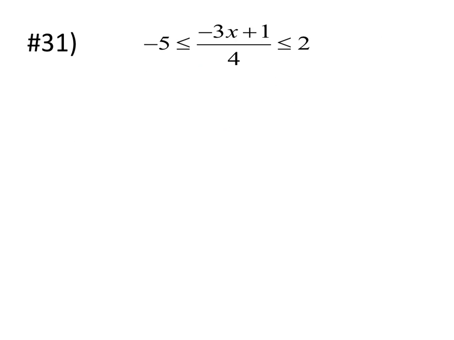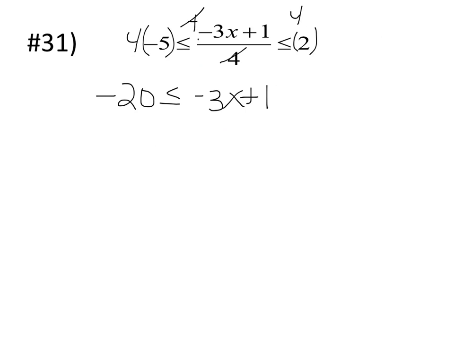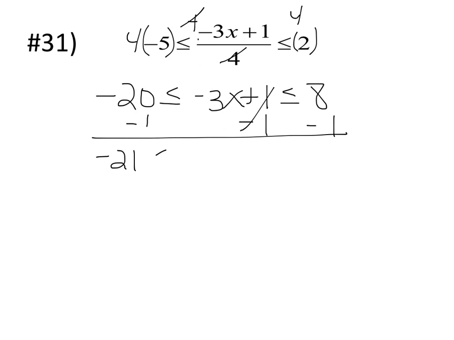Alright, we want to go ahead and get rid of this fraction. Multiply all three sides by 4. This 4 and this 4 cancel, leaving me negative 20 is less than or equal to negative 3x plus 1, which is less than or equal to 8. That was easy, we got rid of that fraction. Now we're going to subtract 1 from all three pieces, leaving me negative 21 is less than or equal to negative 3x, which is less than or equal to 7.